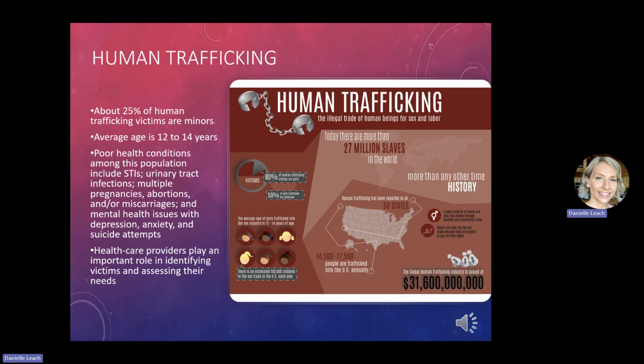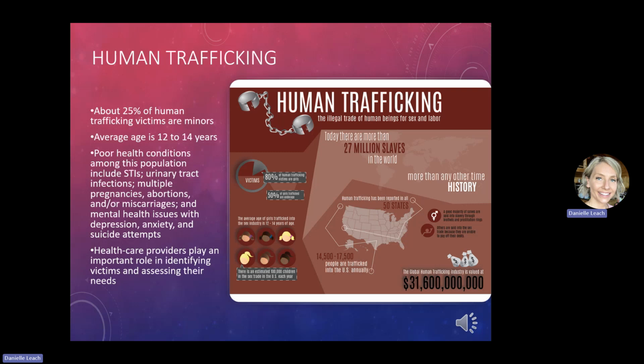The last thing we're going to talk about for adolescents is human trafficking. So about 25% of human trafficking victims are minors, and the most common age is in the adolescent age range. The most common age is 12 to 14 years old. So certain things that you could see if someone is possibly a victim of human trafficking. They could come into the hospital or come into the ER, urgent care, whatever type of situation, seeking help for things like pregnancies, abortions, STIs, UTIs, miscarriages, mental health issues.